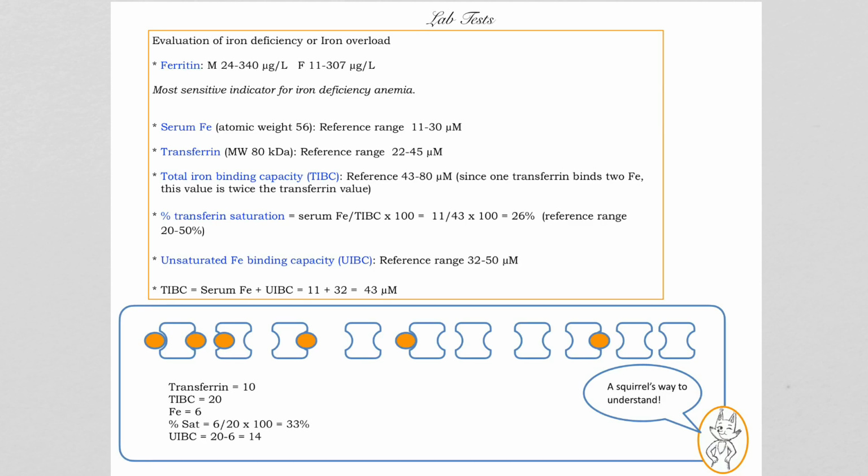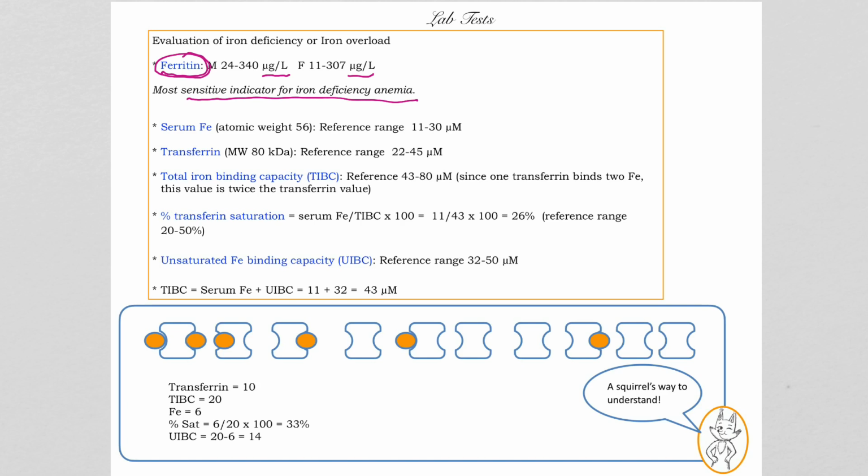There are several lab tests for iron. So let's look at some of these. One is ferritin, serum ferritin. You can see the levels are very low, micrograms per liter. Ferritin is the most sensitive indicator for iron deficiency anemia. So ferritin is what decreases first whenever there is iron deficiency.